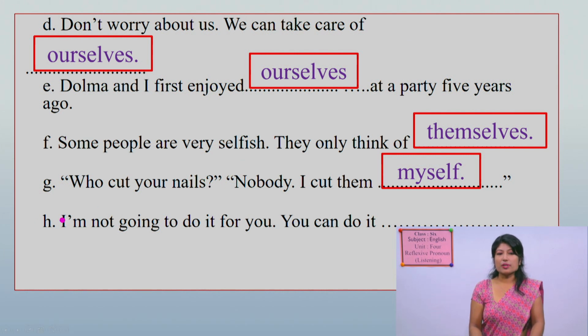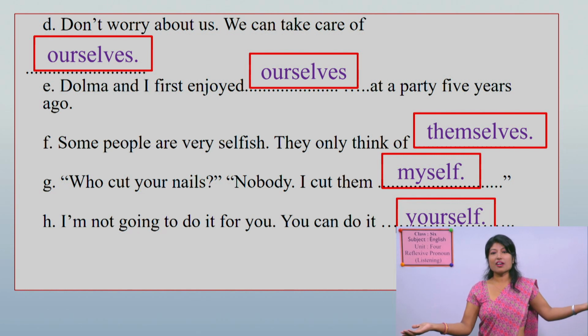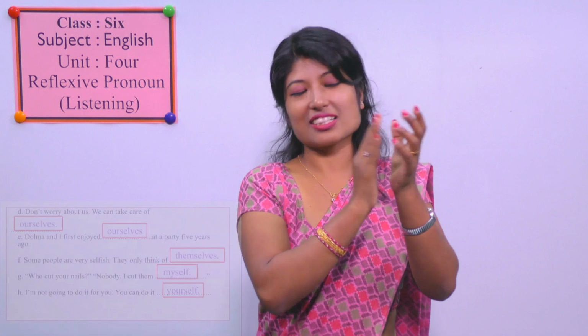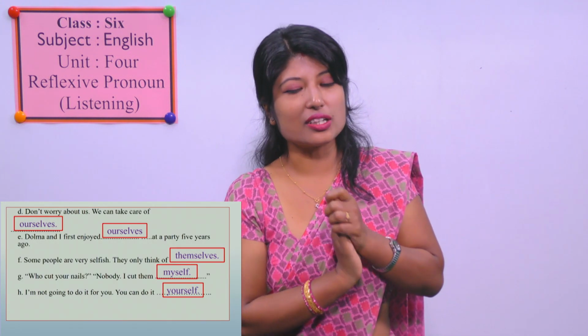Now, last number, H: I am not going to do it for you. You can do it. You. So, we need a reflexive pronoun for you. What do we write? Yourself, of course. Yes. So, let me clap for those who wrote all their answers correctly. Thank you all.